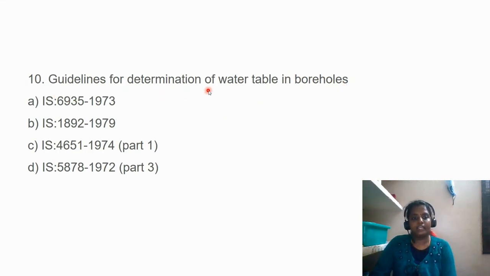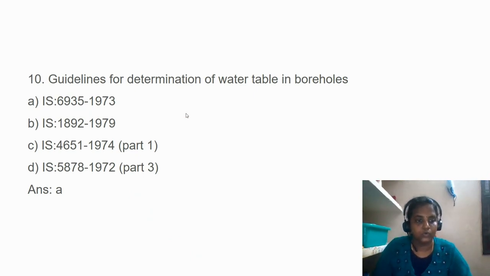Guidelines for determining water table in boreholes: IS 6935, for determining the water table in boreholes.